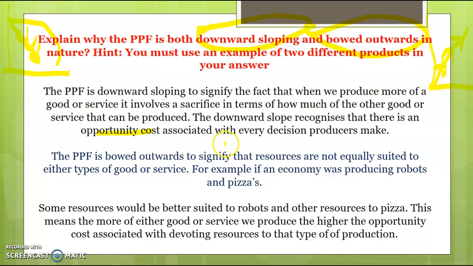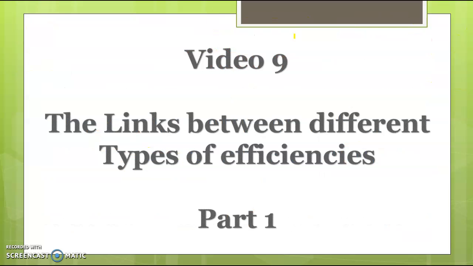The PPF is bowed outwards to signify that resources are not equally suited to either type of good or service. We're using pizzas and robots as an example. Some resources are better suited to robots and some to pizzas. Therefore, the more of either good or service we produce, the higher the opportunity cost. So this one's about the opportunity cost changing along the PPF. The more we produce, the higher the opportunity cost because resources are less suited. The downward sloping nature is related to the fact that we have an opportunity cost when we produce more of a product, and bowed outward nature is the fact that the opportunity cost changes along the PPF. That's it.